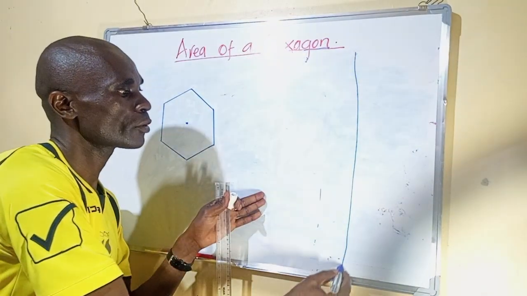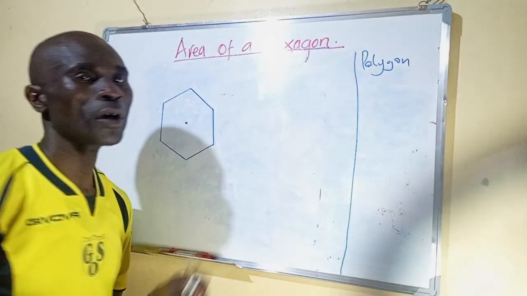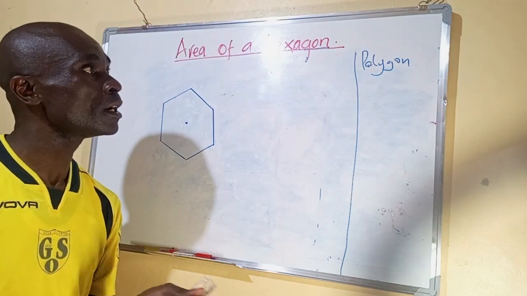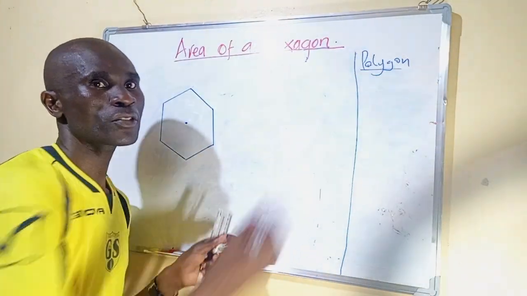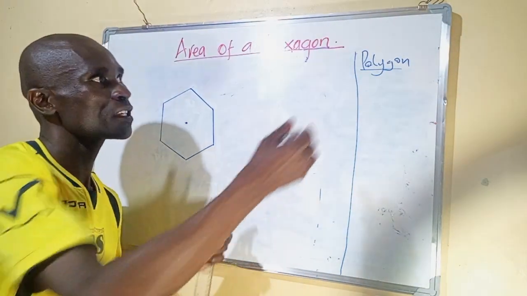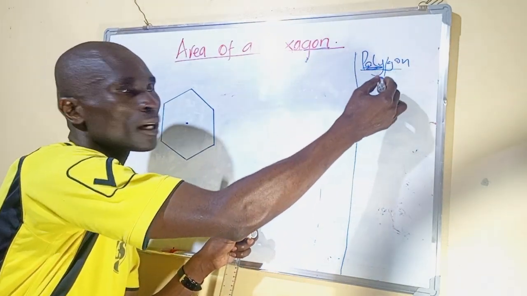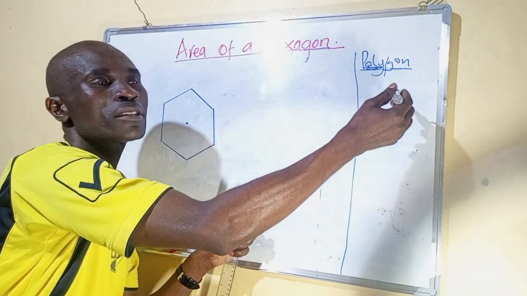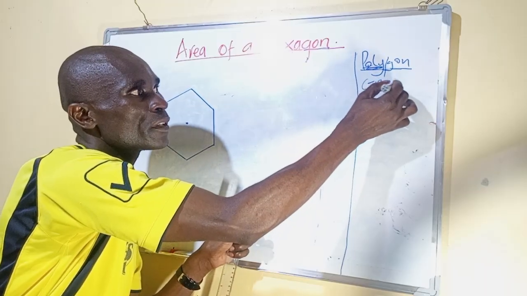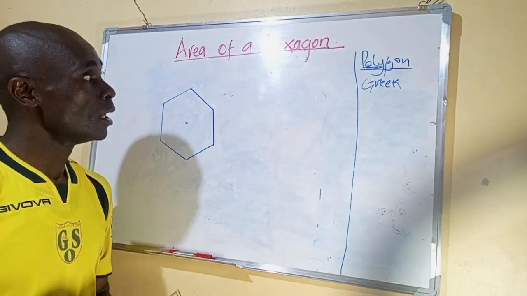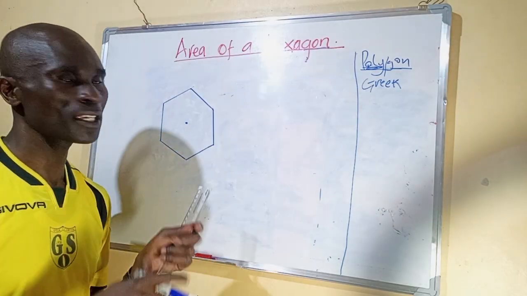We said in our previous discussion that if we talk about polygons, we are simply talking about those figures with many sides. Poly is a Greek word that means many, and gon means sides or angles. So this comes from the Greek. And therefore, if we have to get the area of this, hexa means 6.